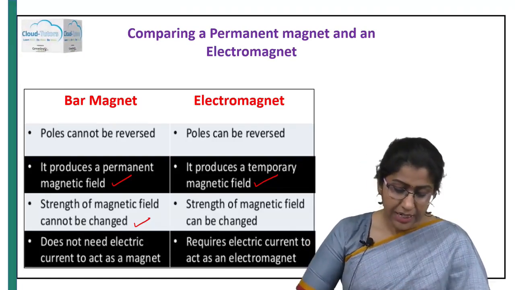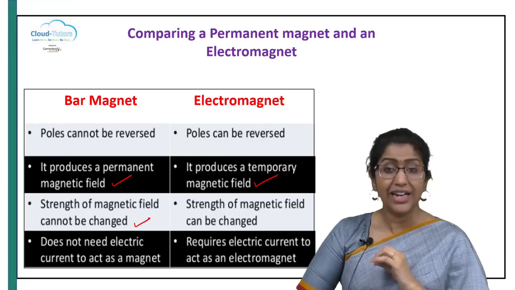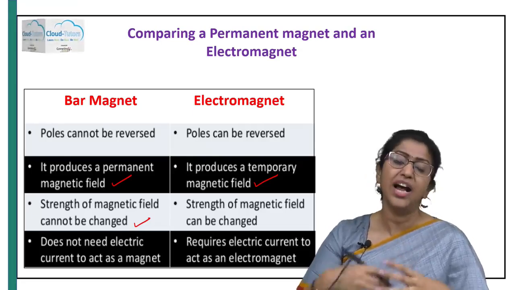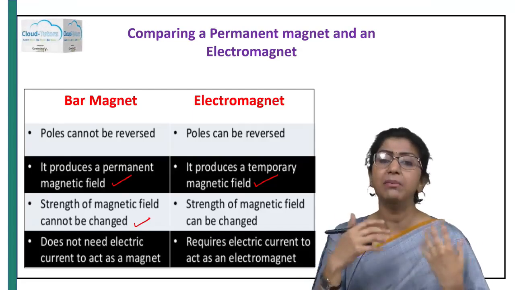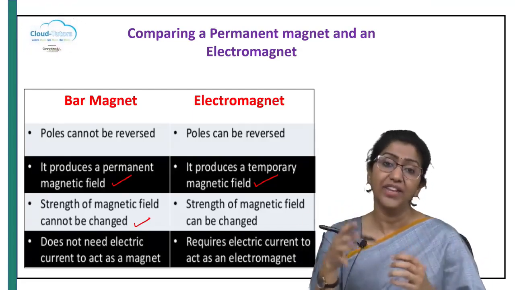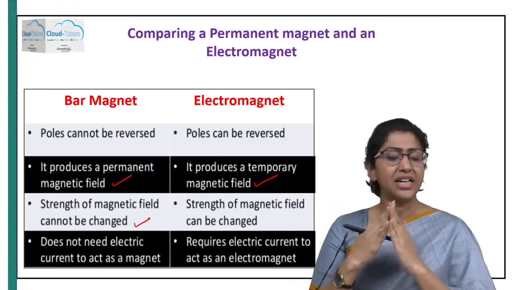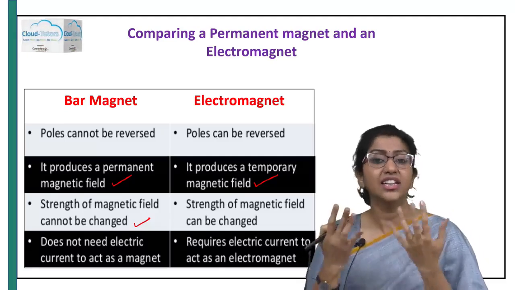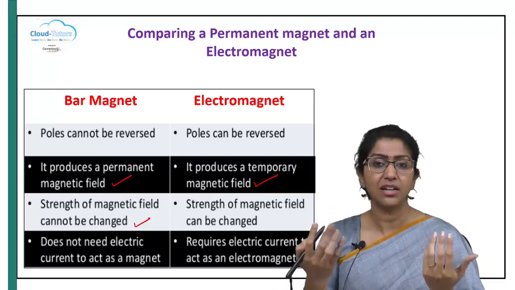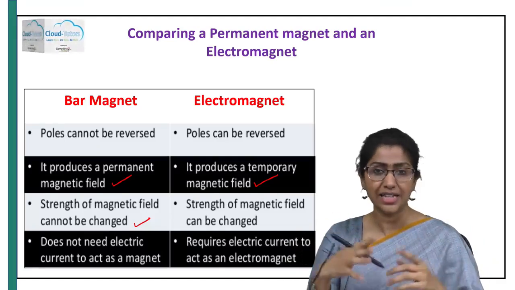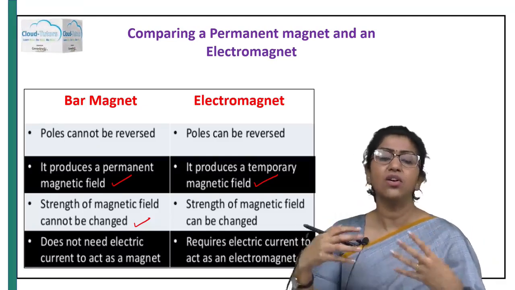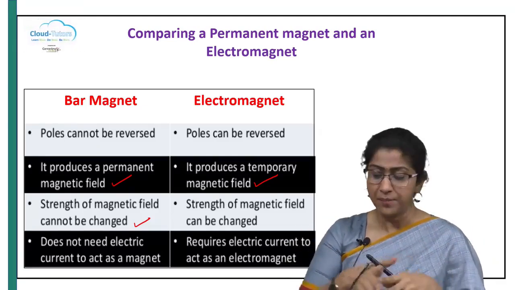Another thing is, a bar magnet does not need any kind of electric current to have a magnetic field around it, right? Whereas electromagnets definitely need an electric current source. Basically, we need to create a potential difference at the ends, right? So this requires a lot of electric current supply there. Alright.